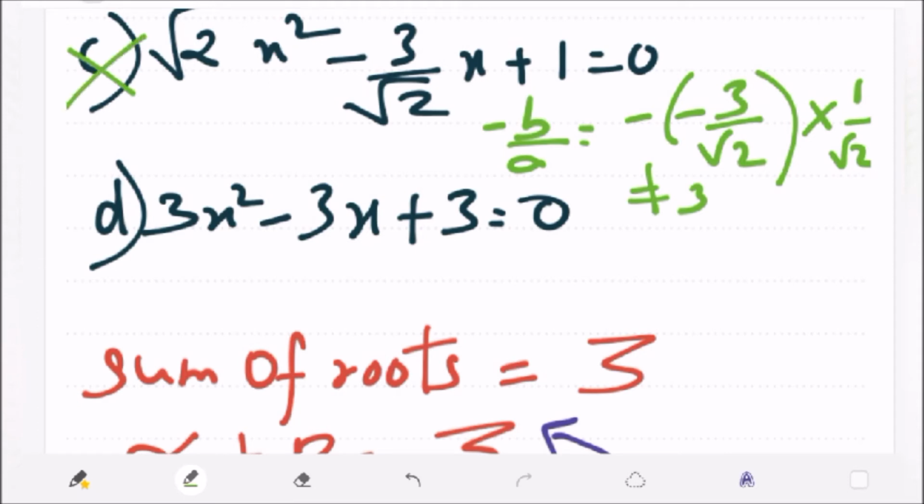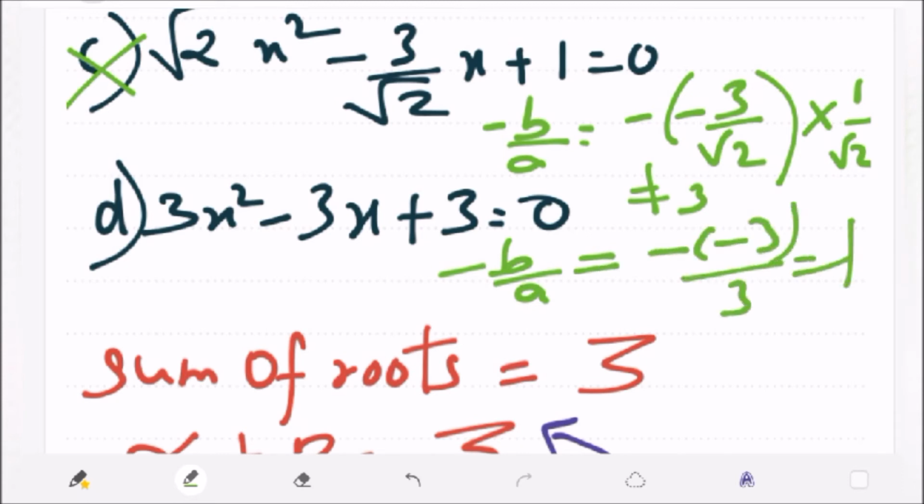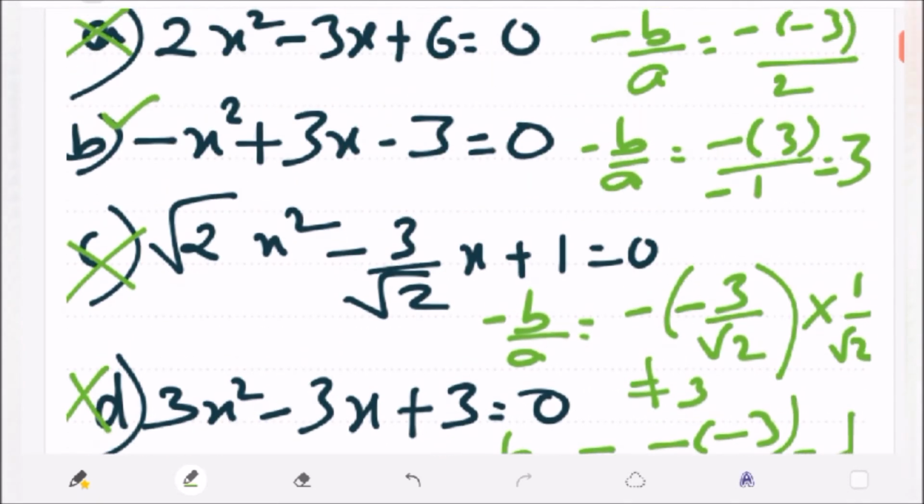Now let's check the last one. B value is minus 3 and A value is 3. So we get minus of minus 3 upon 3, which is equal to 1. Again it does not satisfy the given condition. So the correct answer is option number B.